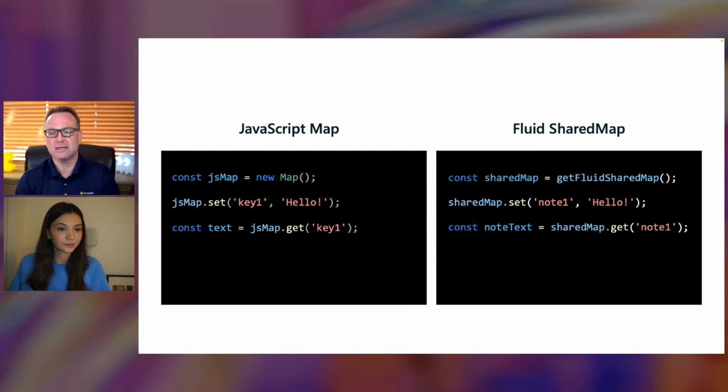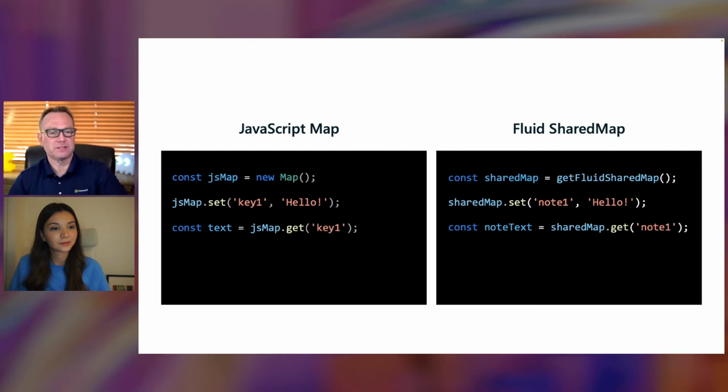Notice that we get a Fluid shared map. I'll talk more about that first line there in just a moment. From there, we're going to set a key and a value, note 1, hello, and then we're going to get note 1. So we'd get back the word hello, obviously, in this case. Now, that looks an awful lot, Ayca, like what we just saw on the left. And that's what's really, really nice about this, is once you know how to do it one way, it's pretty easy to do it the other way.